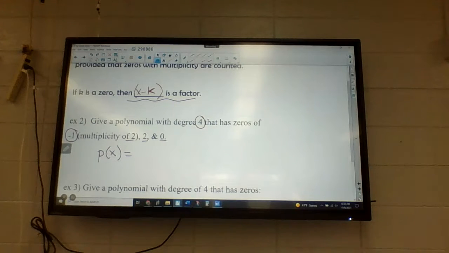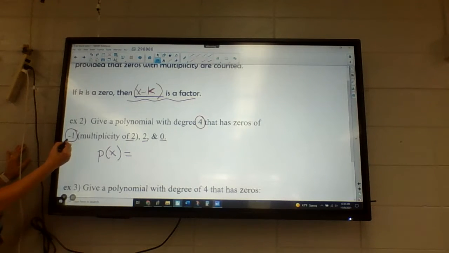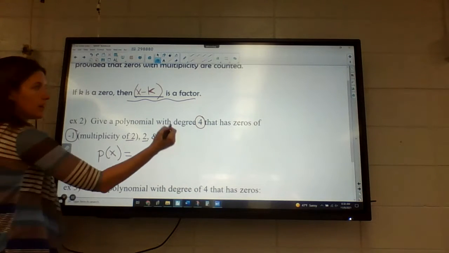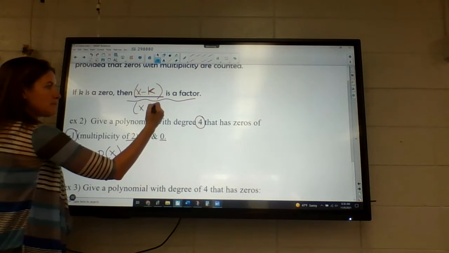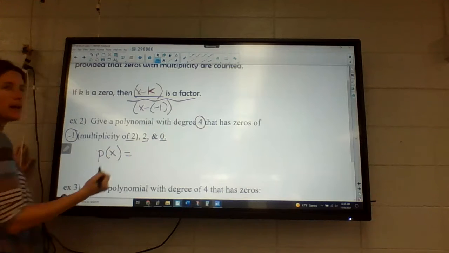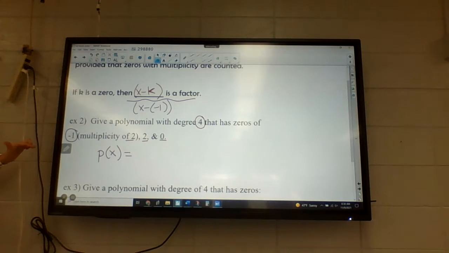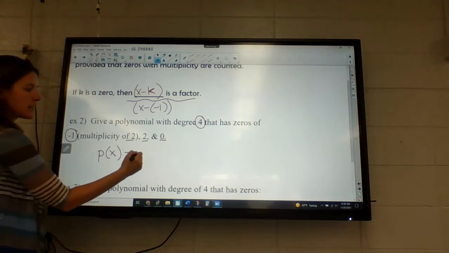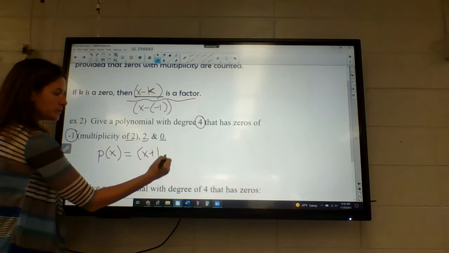What do you think, Stone? Wouldn't it just be like x plus 1 times x plus 1? Yeah, so if our zero is -1, if I write it this way, it's going to be x minus a -1, right? It's minus whatever the zero is. So what Stone said, he said x plus 1.